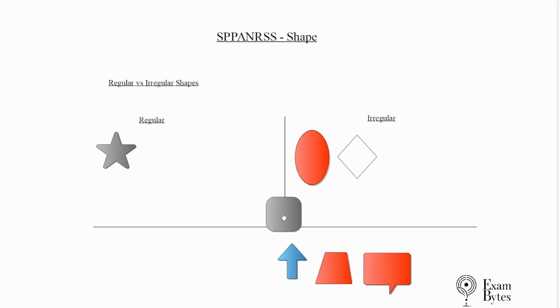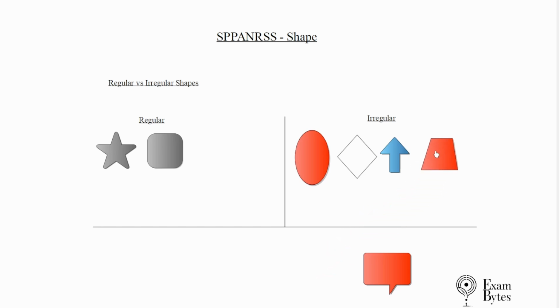What about the square? Notice how I said square. So of course it's in the regular section because of course squares are regular. The arrow would be irregular. Even though it's symmetrical, it's not a regular shape. None of the sides are the same, or rather all of the edges are not the same size and all of the angles are not the same size either. The trapezium is obviously in the irregular because none of the edges are the same and none of the angles are the same, and the speech bubble is also in the irregular.